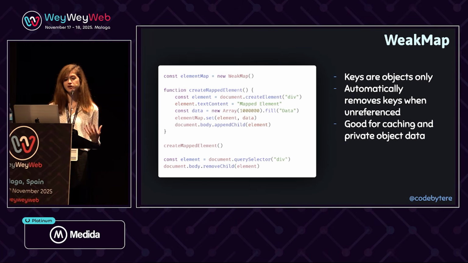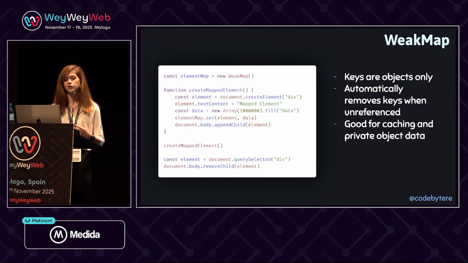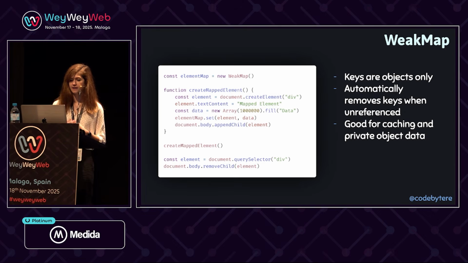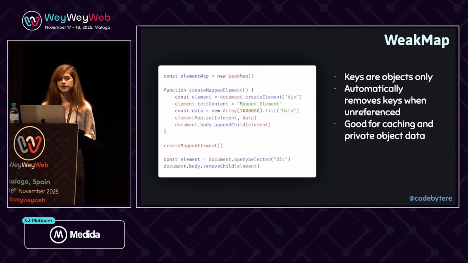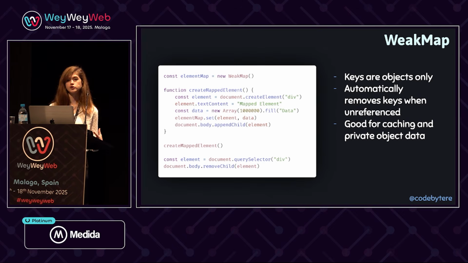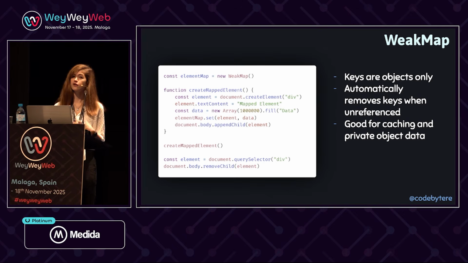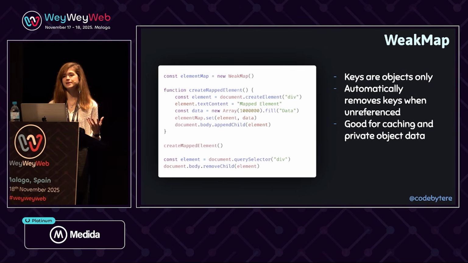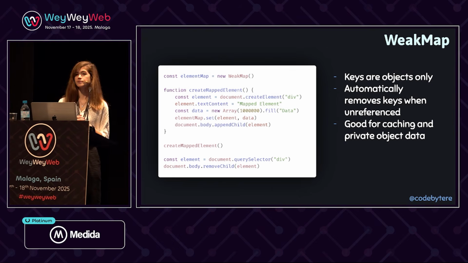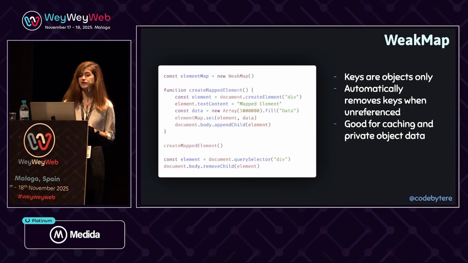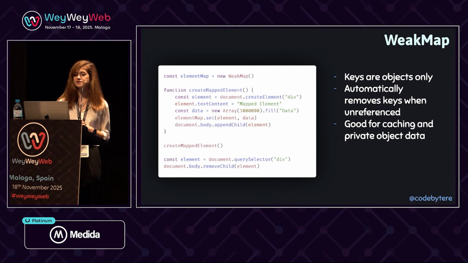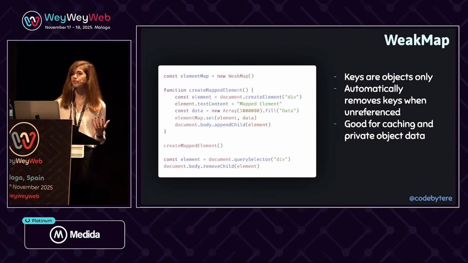This makes weak maps perfect for use cases like caching or managing private data tied to objects. For instance, if you're storing metadata about DOM nodes in a single-page app, a weak map ensures that once those nodes are removed from the page, they're eligible for garbage collection. This prevents memory bloat and keeps your app efficient. Here, you can see another solution to the DOM node memory leak we saw before, which uses a weak map, and thus doesn't need to remove the element from the map explicitly.